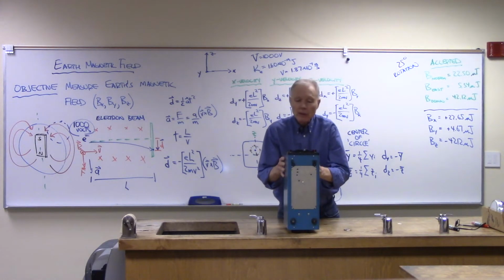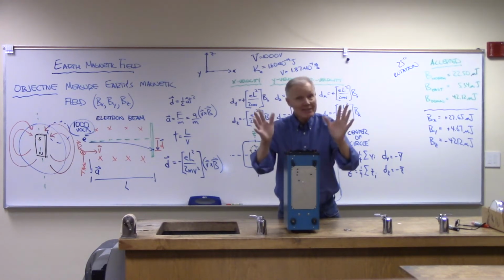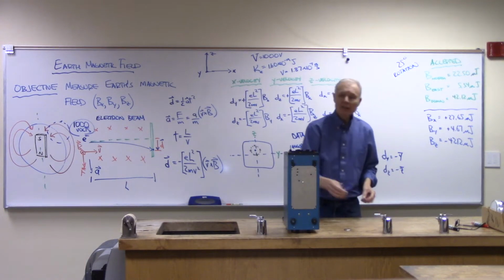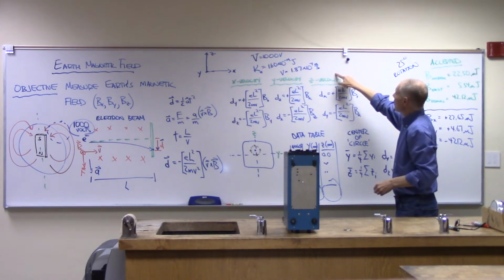Oh, that's quite a deflection. I've got to recenter that. So that really jumped off the 0 point when I turned it that way. Okay, I've recentered it. Now this would be the z direction. So these would be my z velocity measurements.